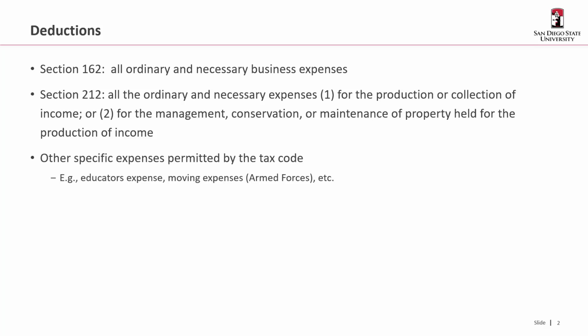There are other specific expenses that are deducted by the tax code, and a couple of these we've even talked about, things like educator's expense. Remember, for the K through 12 instructors, moving expenses. This is when we talked about a few of those for AGI deductions previously, because they weren't covered elsewhere in the book. We had to just jam them into an earlier chapter. So those are, of course, examples of other specific expenses that you can take.